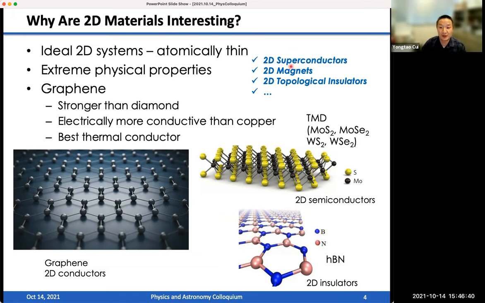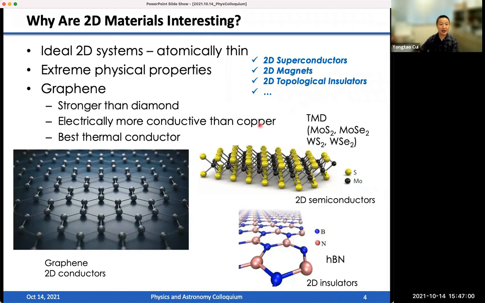So for example, 2D superconductors, magnets, and also 2D topological insulators. A lot of the focus of our research is on new kinds of quantum states, and what new quantum states we can discover in these new 2D materials.